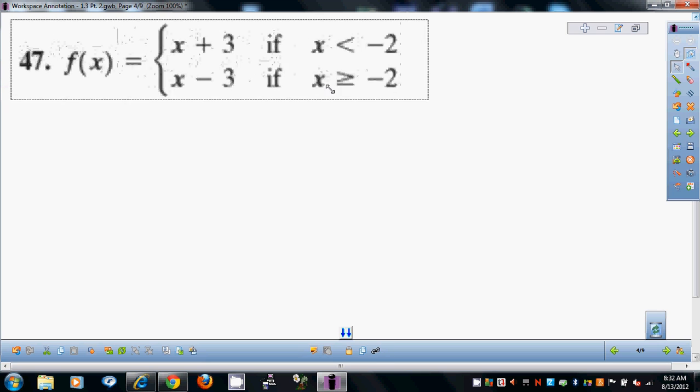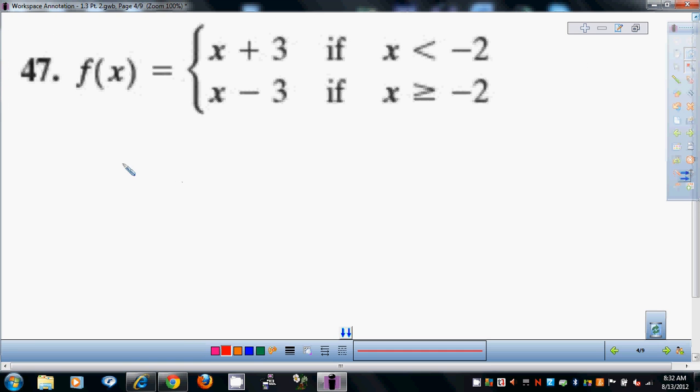What's my breakpoints? -2. Now, your breakpoint won't always be the same. This one could have ended at -2. This one could have started at +5, and there'd just be a huge gap, and that's okay. But a lot of times they break at a common point. So, what am I going to plug into the first one? Jared? What am I going to plug into the first equation? You always start with the endpoint. Very good.